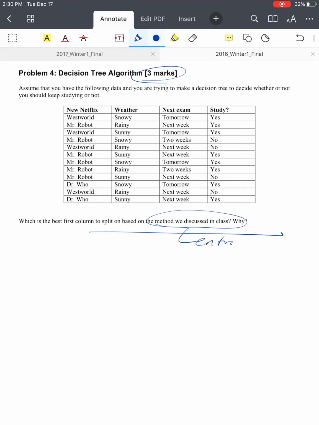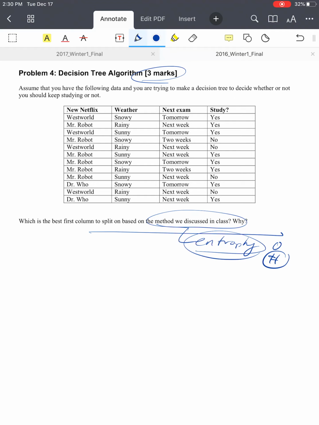So the method we discussed in class is entropy, right? How chaotic it is. So if it's more ordered, then the score is lower. Meaning if all the answers are one result, then it's 0, and if it's not all the same, then you have to count all the numbers together. So for this one, which would be the best first column to split?